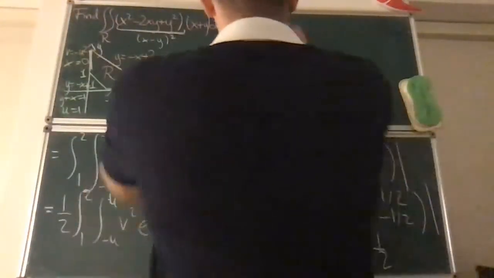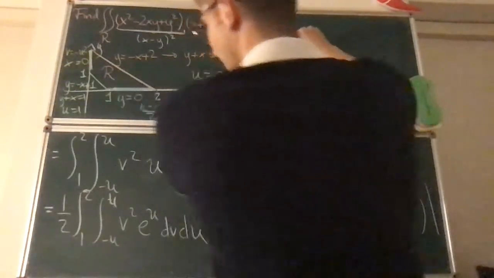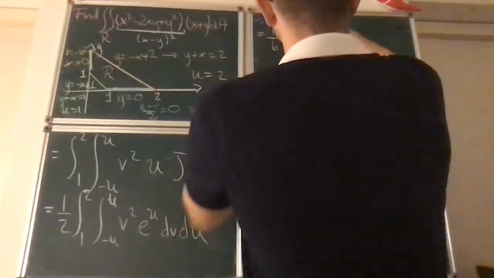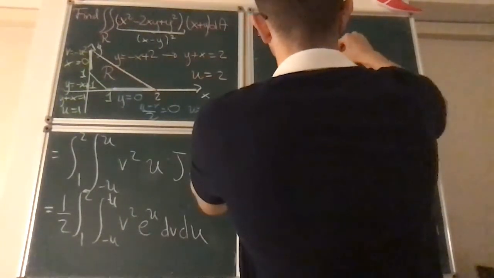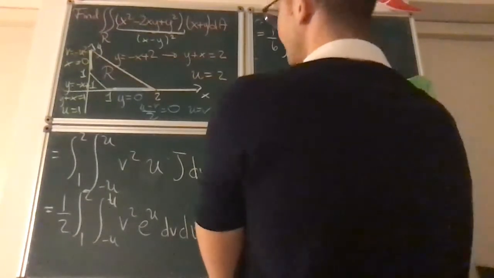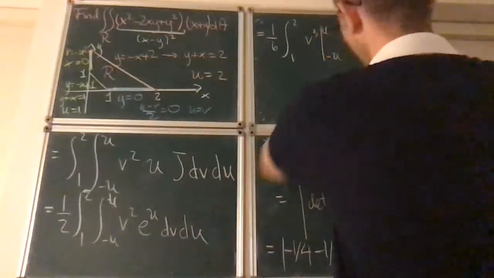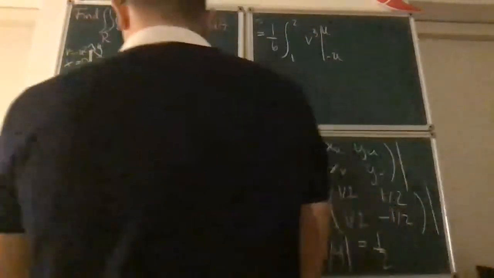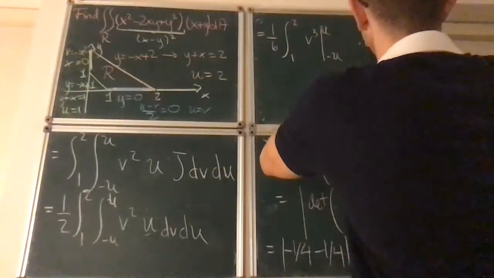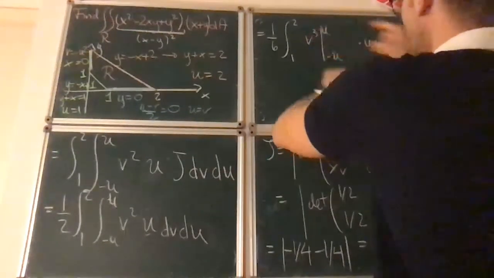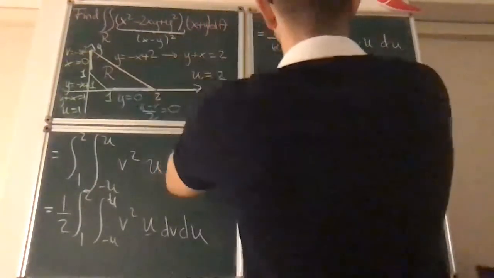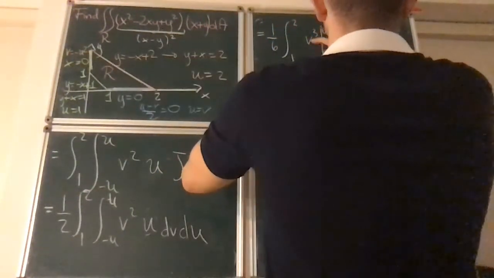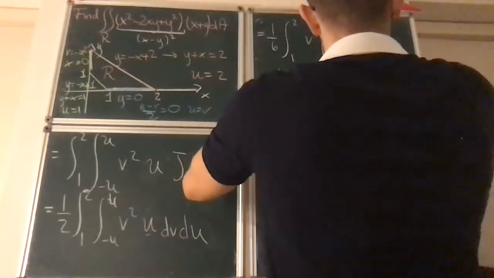So you integrate first with respect to v. So you get v cubed over 3. So you get 1 over 6 times the integral from 1 to 2 of v cubed evaluated at u and negative u, times u du. And so that gives you u cubed minus negative u cubed, so that gives you 2u cubed. So that gives you 1/3 of the integral from 1 to 2 of u cubed times u du.